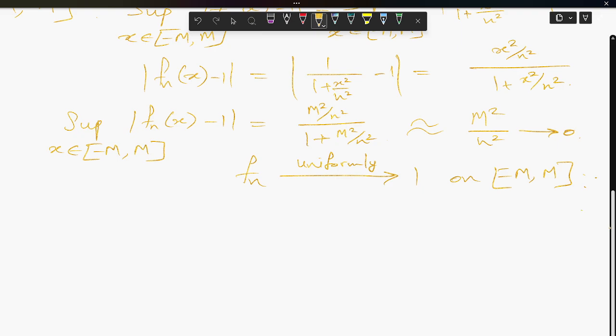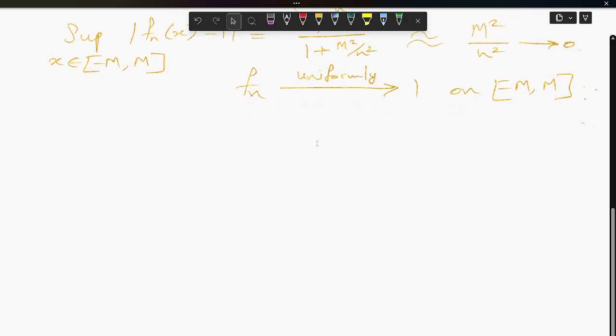Now we are going to think about the uniform convergence on R, that means the whole set of real numbers. So now let us take the supremum when x belongs to R of mod f_n(x) minus 1. For large x, we approximate our f_n(x) equals 1 by 1 plus x square by n square.